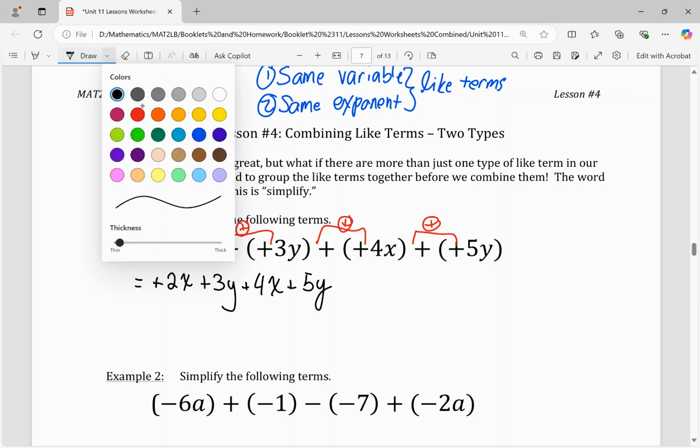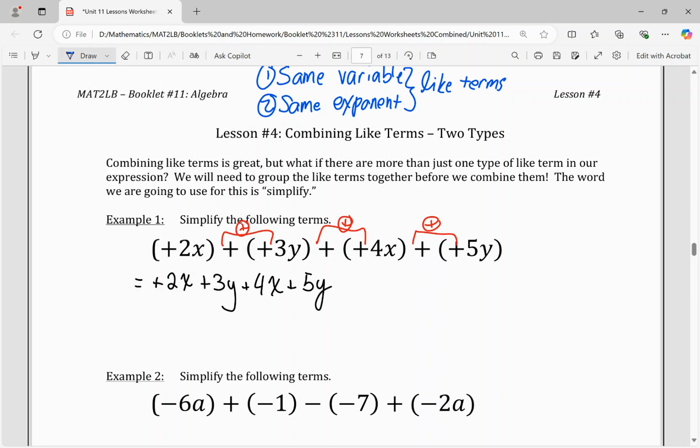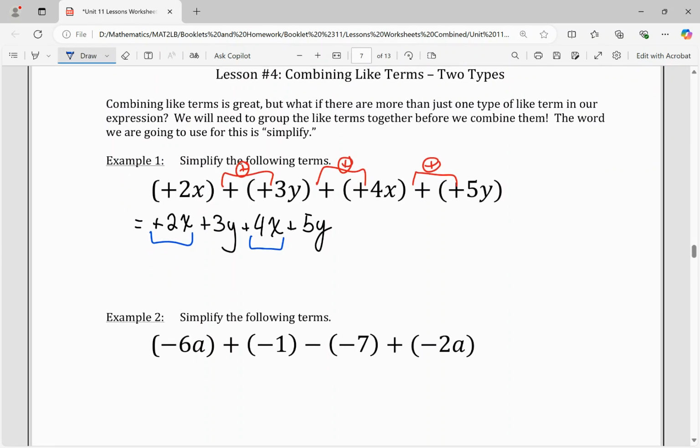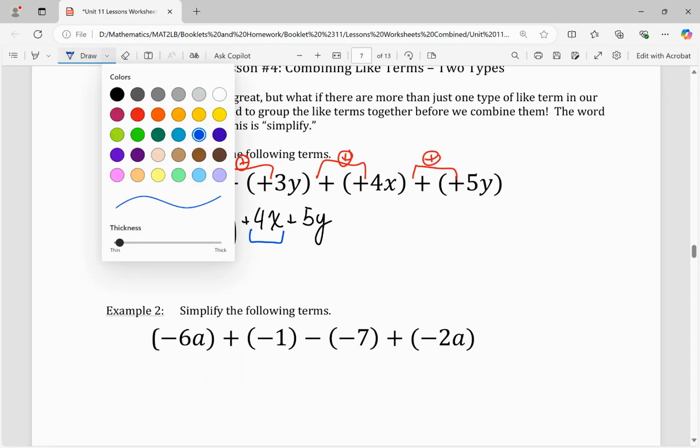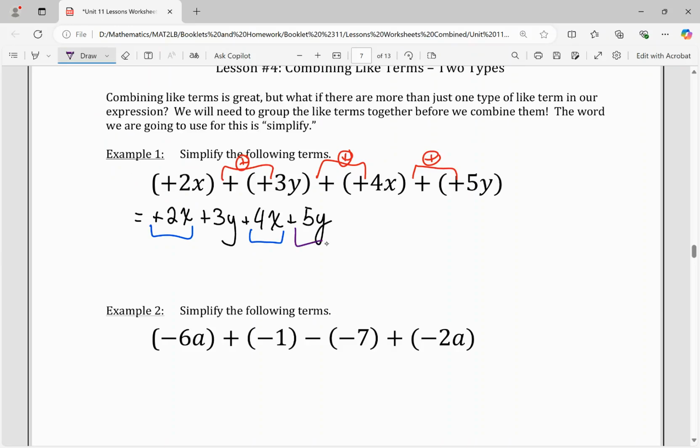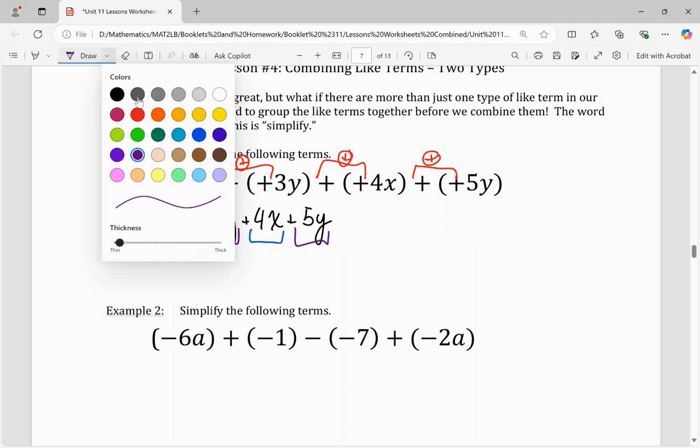Now, if we take a look at our four different terms, you can tell that some of them are similar, like the 4x and the 2x. Those both have the same variable and the same exponent. The variable is x and the exponent is 1. Now, the 5y and the 3y are also alike. They both have a y to the exponent of 1. So you can combine your blues and you can combine your purples, but you can't combine them with each other.